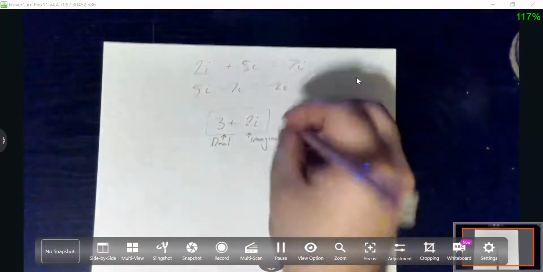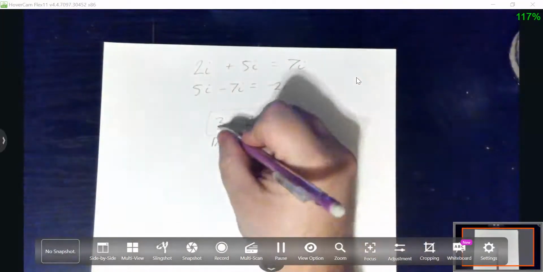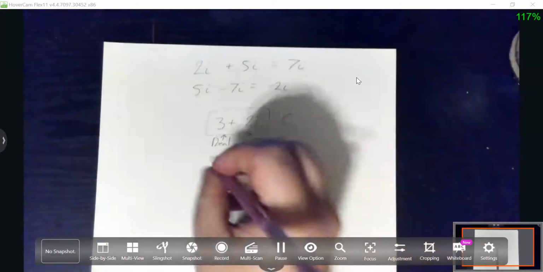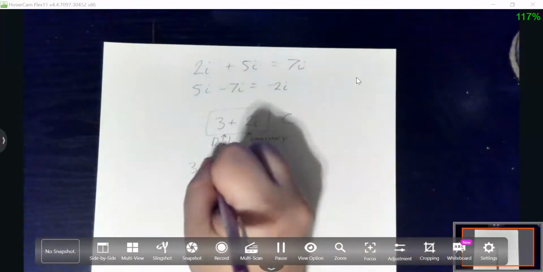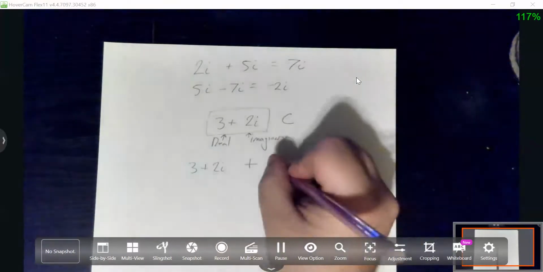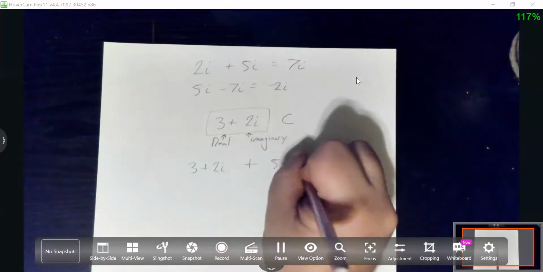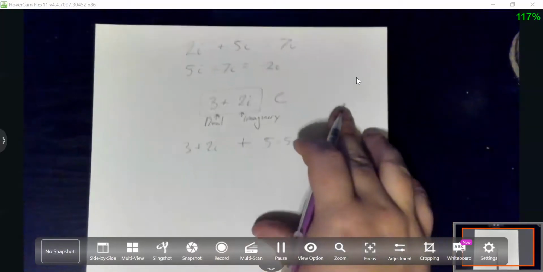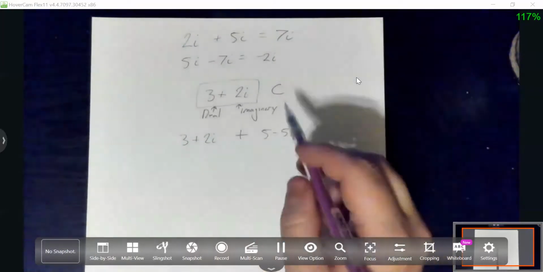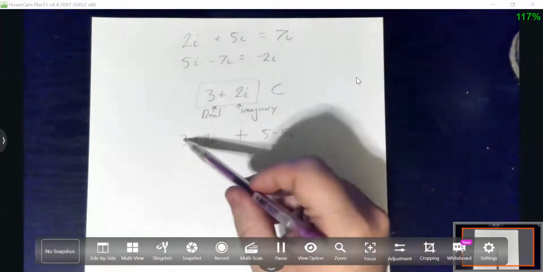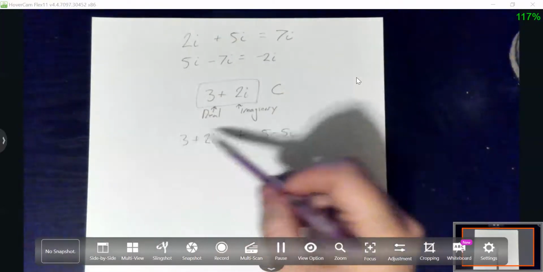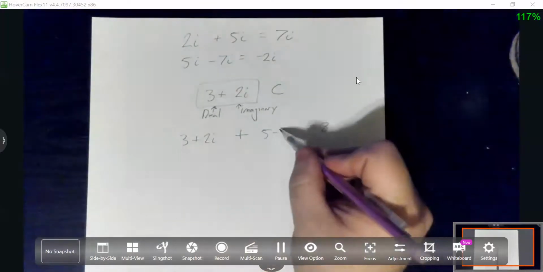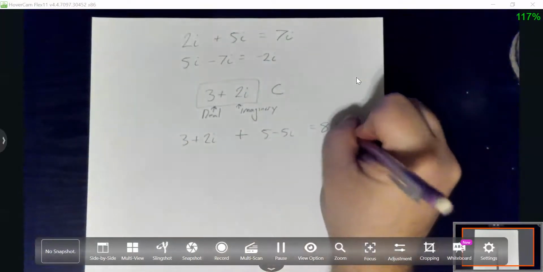So I can take a complex number like this with a real part and an imaginary part, and I can add it to another complex number. So if I had 3 plus 2i added to 5 minus 5i, we can still do this. It works just like working with anything else. So we combine like terms. i's can't go along with regular numbers. So I have a 3 and a 5 makes an 8. A positive 2i and a minus 5i makes a minus 3i. And that's it.